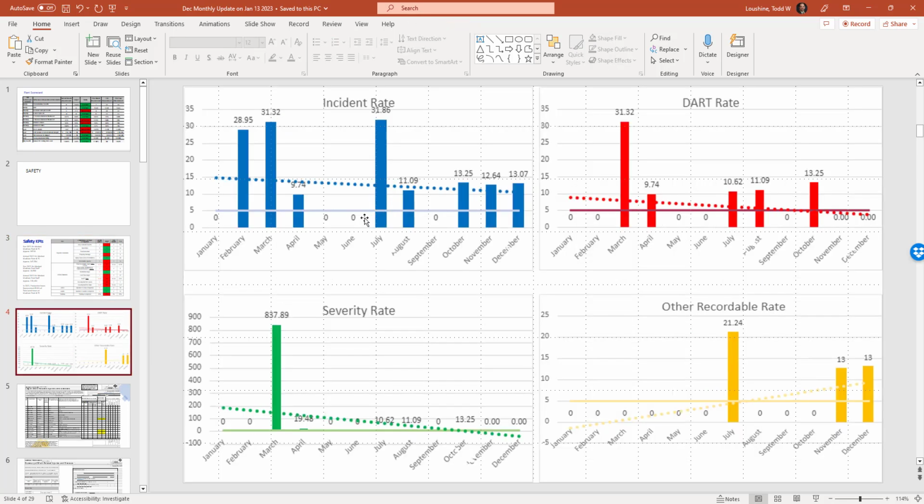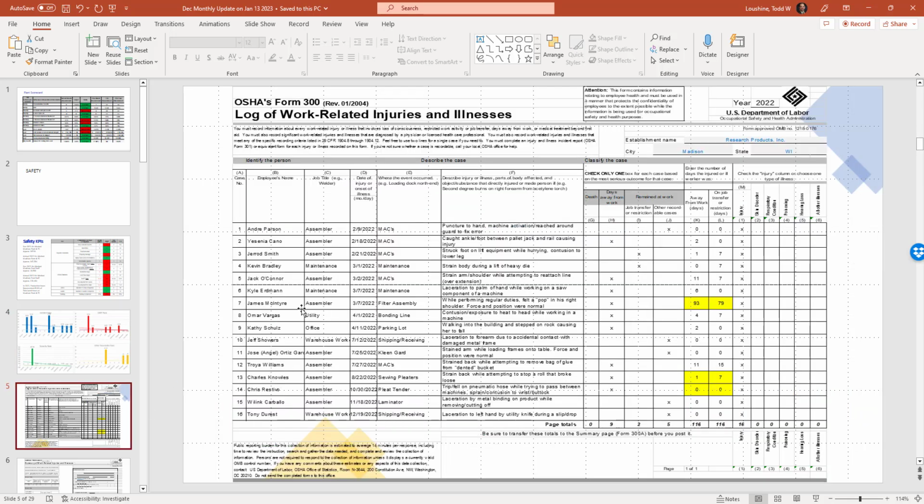I provided these graphs. This is something that my predecessor would use, and I see really no value in using these. And that's what I was going to try to explain to them.